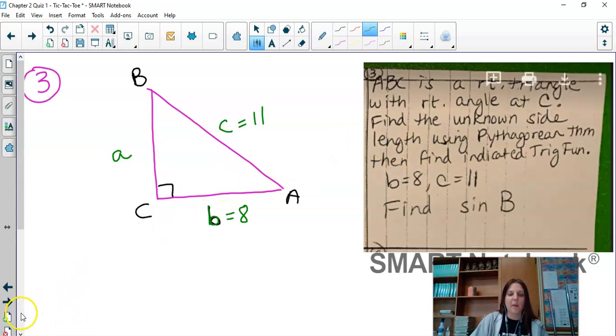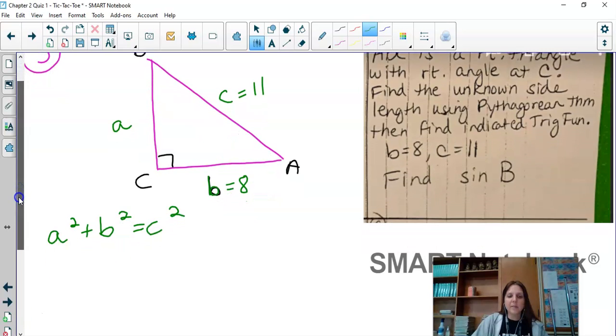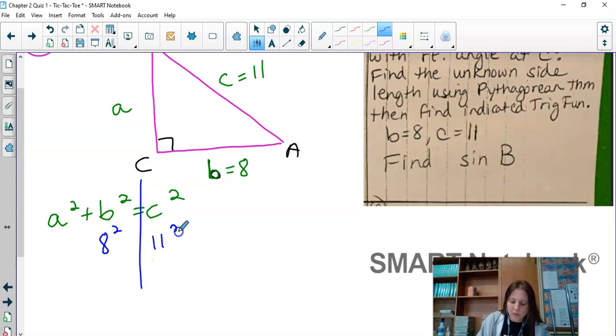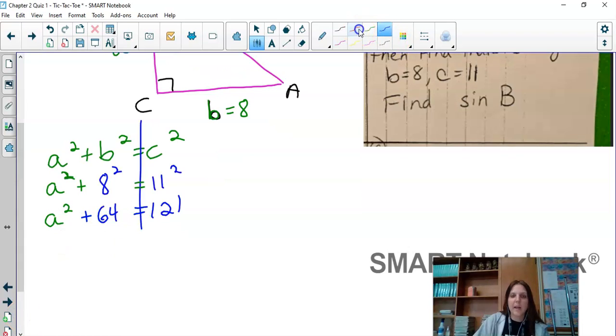So write out your Pythagorean theorem. Next, I'm going to plug in what's given. So I am given side B, which is 8, and side C, which is 11. And write down what you're trying to find. So we're trying to find the A value. Go ahead and multiply out 8 squared and 11 squared and write that down. Next, you want to solve for A squared, so I'm going to subtract 64.